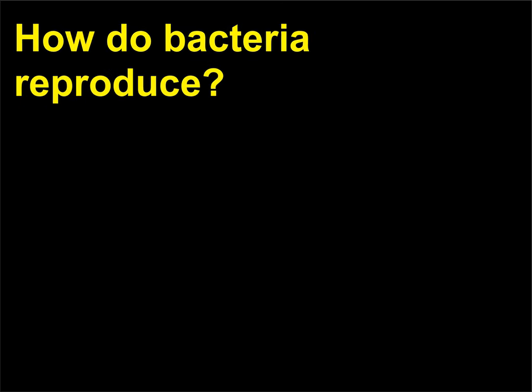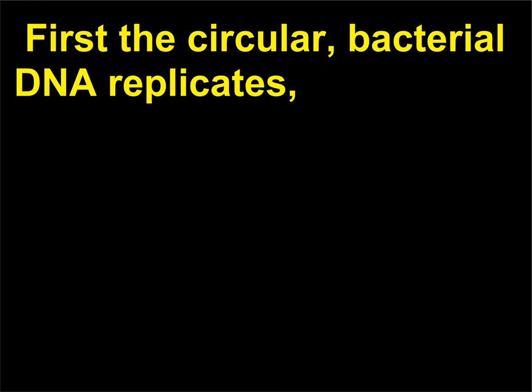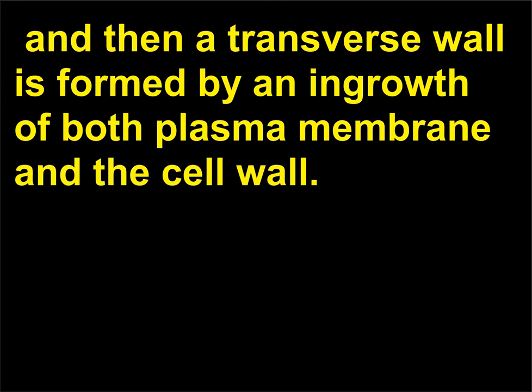How do bacteria reproduce? Bacteria reproduce asexually, by binary fission, a process in which one cell divides into two similar cells. First, the circular bacterial DNA replicates, and then a transverse wall is formed by an ingrowth of both plasma membrane and the cell wall.